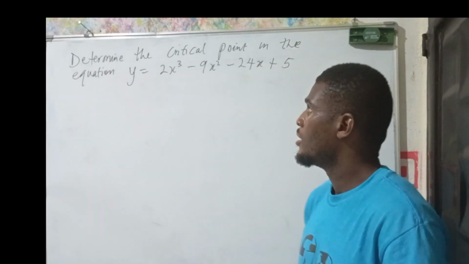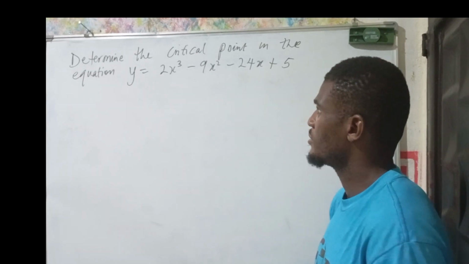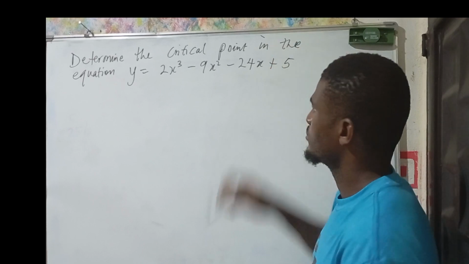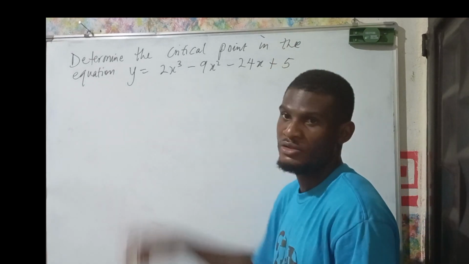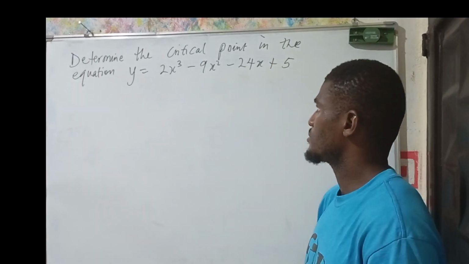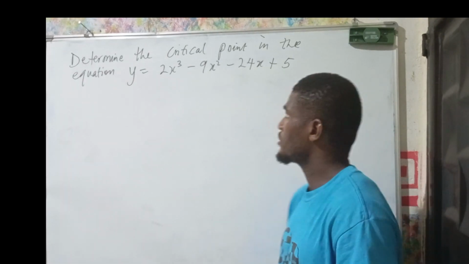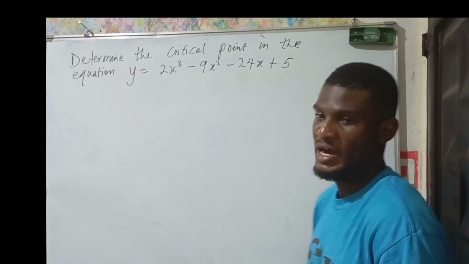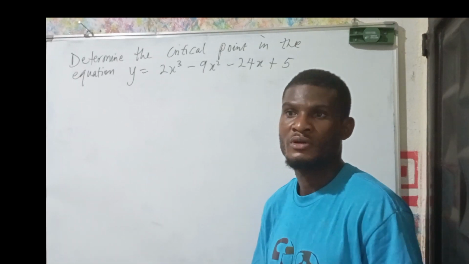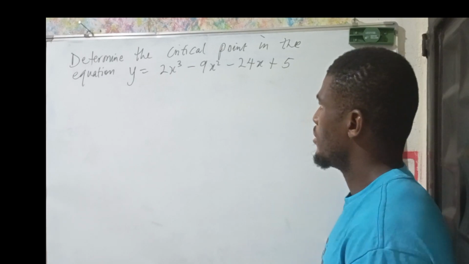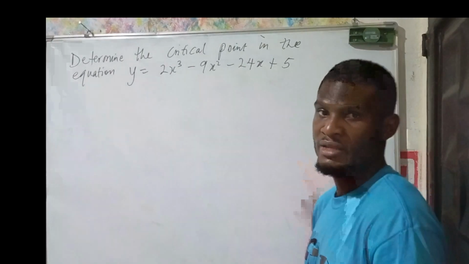Hello guys. Alright, so we have a question here that says determine the critical points in the equation y equals 2x³ minus 9x² minus 24x plus 5. Now when it comes to critical points, we are looking at either a maximum, a minimum, or a stationary point. Alright, so how do you determine that?